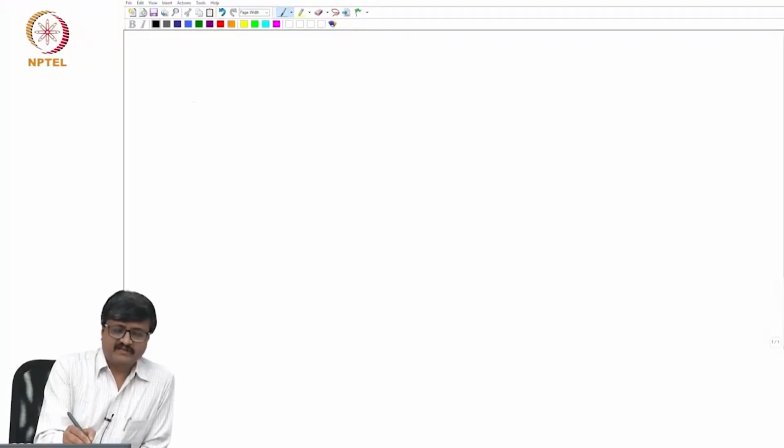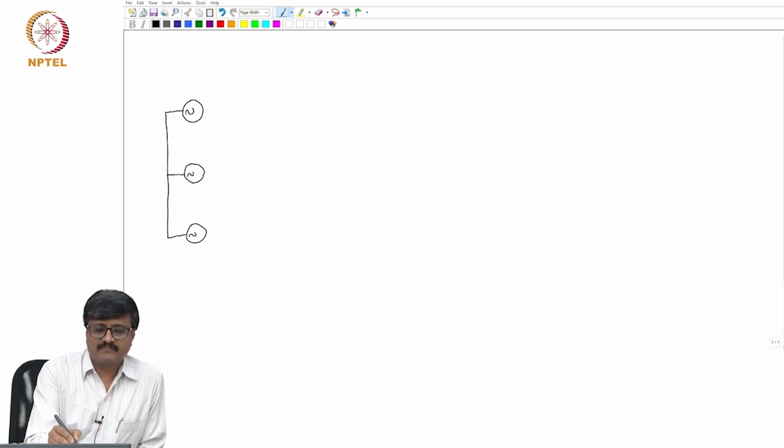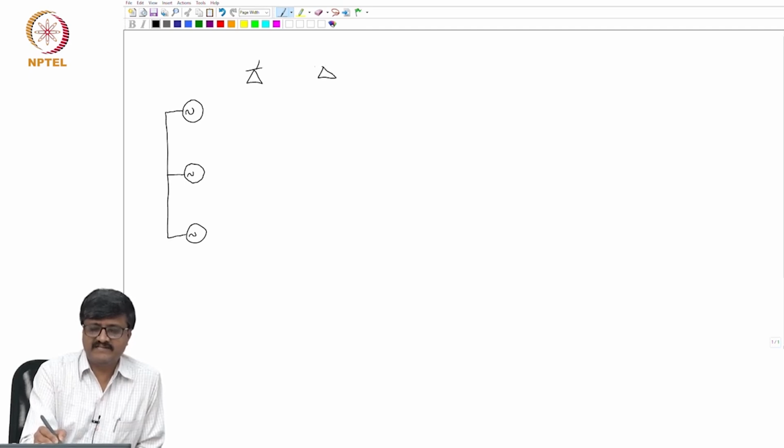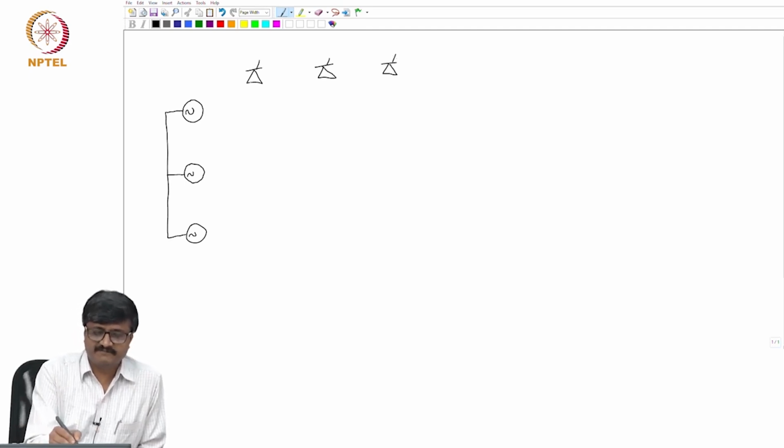So, we are studying this converter where on the AC side I have a balanced 3-phase voltage. This is connected in Y. The voltage source is a 3-phase voltage source connected in Y. So, the converter has 3 legs. In each leg there are 2 thyristor valves.